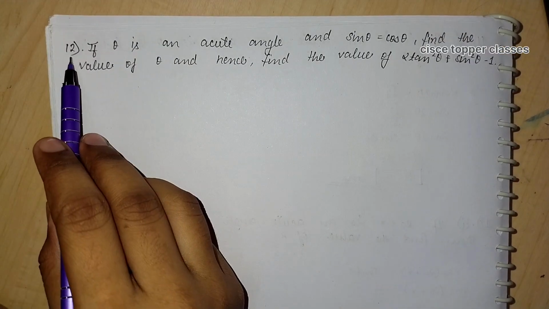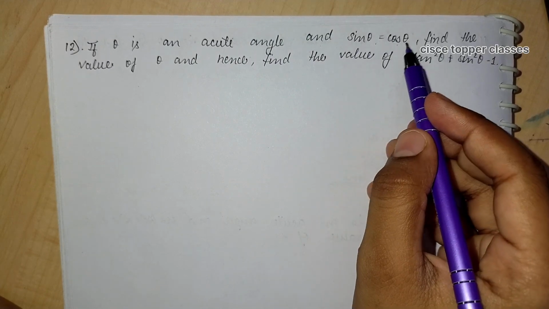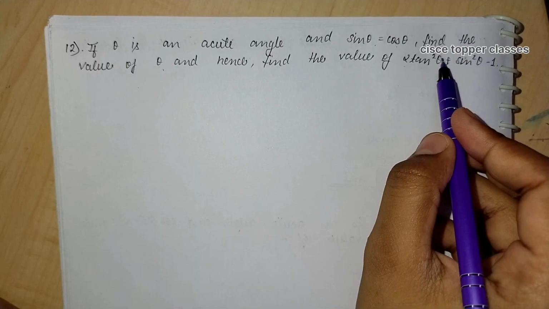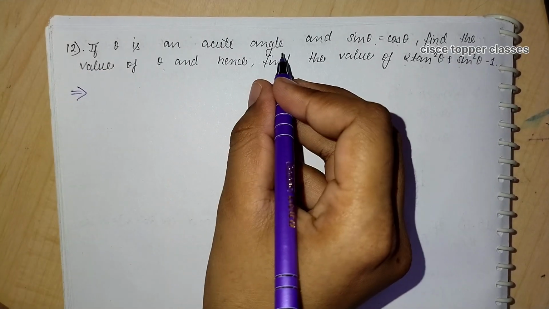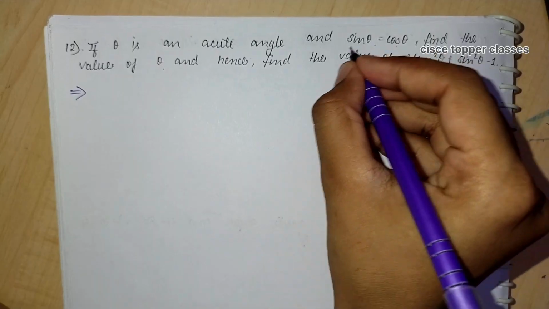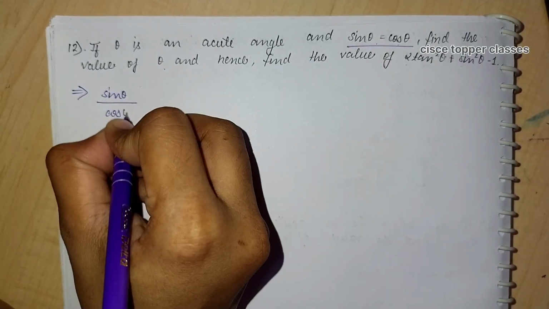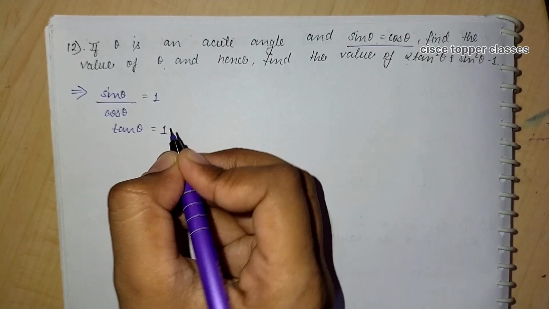Let us solve question number 12. If theta is an acute angle and sin theta is equal to cos theta, then find the value of theta and hence find the value of 2 tan square theta plus sin square theta minus 1. So here theta is an acute angle. It is given that sin theta is equal to cos theta. So we can write sin theta by cos theta as equal to 1. From there tan theta is equal to 1.